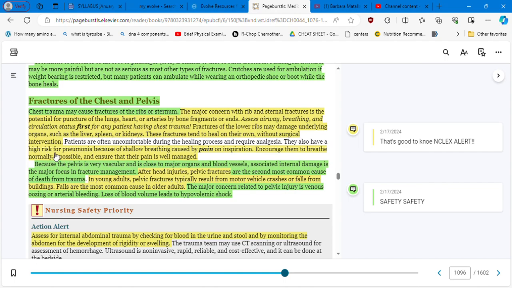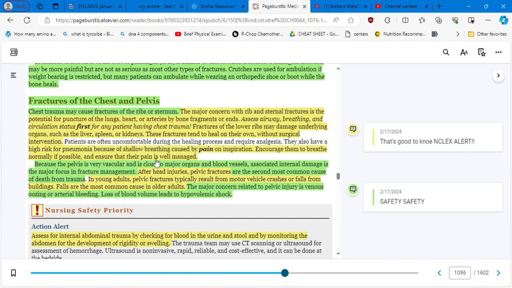So high risk for pneumonia. Patients are often uncomfortable during the healing process and require analgesia. They also have a high risk for pneumonia because of shallow breathing caused by pain on inspiration. Encourage them to breathe normally if possible and ensure that their pain is well managed. Okay. So that's good to know.